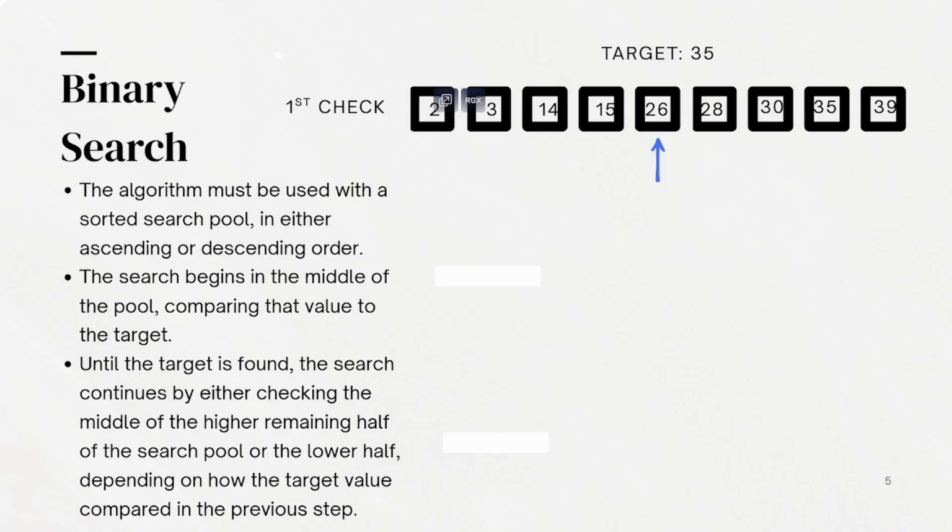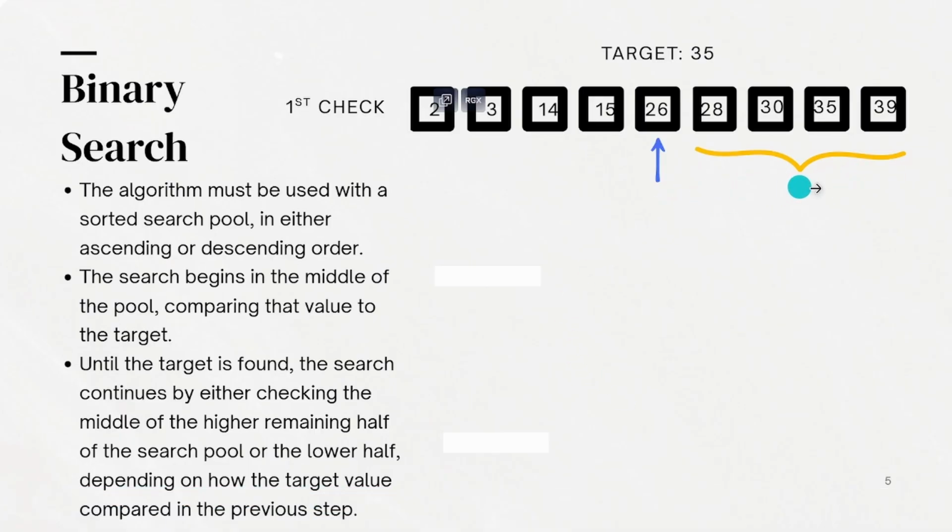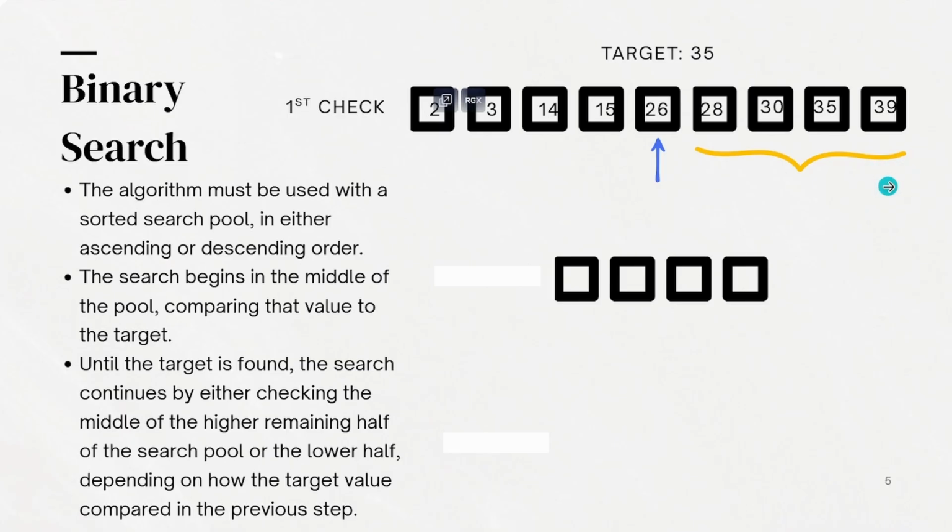It recognizes that 35 is greater than 26, which means because this array is listed in ascending order, the target must be on the upper half of the array. So now it isolates just the upper half from that middle index all the way up to the end. It's going to just check these index positions. So we'll isolate those in our illustration, fill them with the appropriate values, and perform our second check.